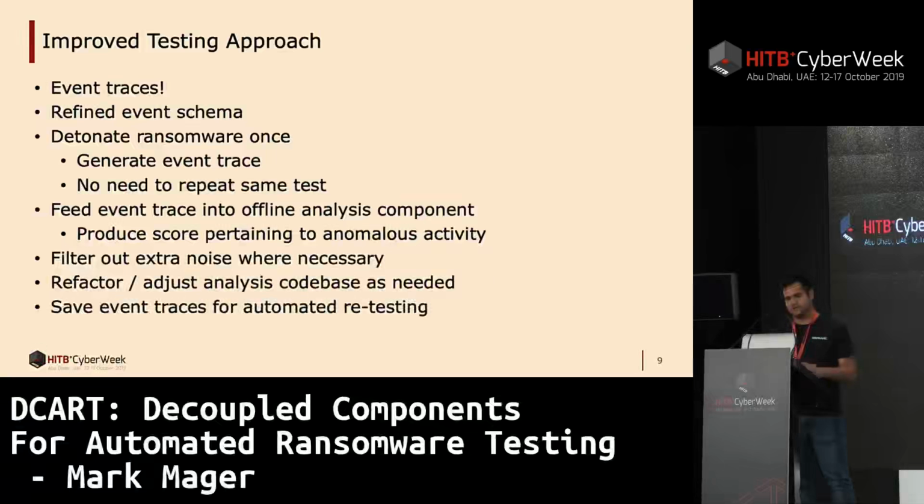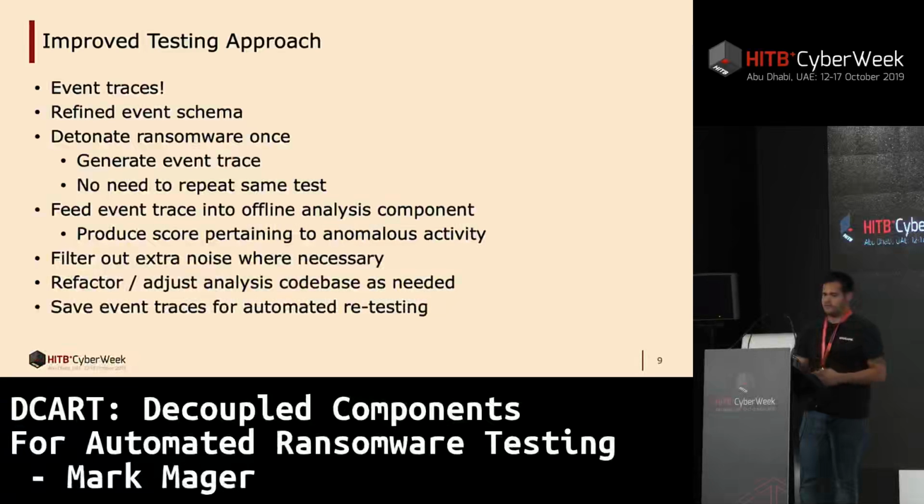The general idea with having these event traces is that we want to detonate the ransomware one time, and we have that data captured, and we have that for as long as we need going forward. As long as the schema doesn't change in terms of what sort of data we're collecting for each event, then we won't need to ever repeat the same test, because we'll have that event trace captured offline, and we can repeat our tests over and over and over without having to revert machines and do anything like that.